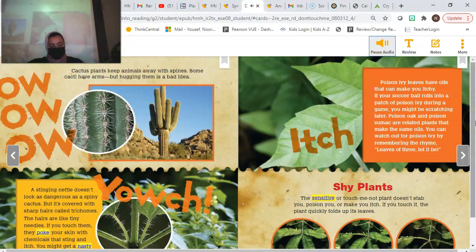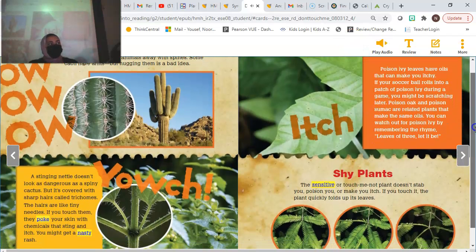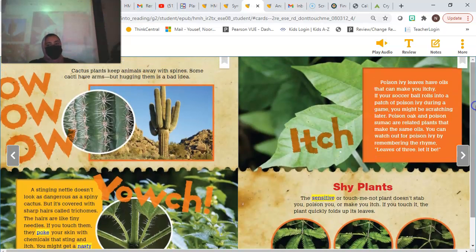Cactus plants keep animals away with spines. Some cacti have arms, but hugging them is a bad idea. Ow! Why would you think it would be a bad idea? Everyone, why? Because it has spikes and thorns and it's sharp. You'd get hurt, wouldn't you?